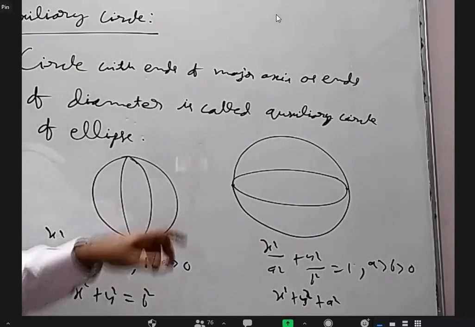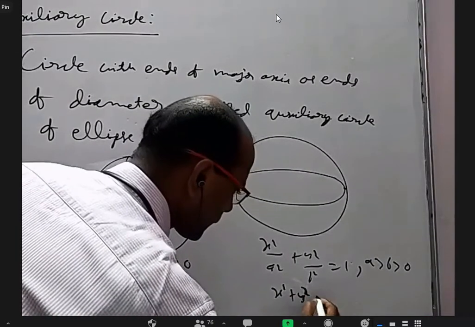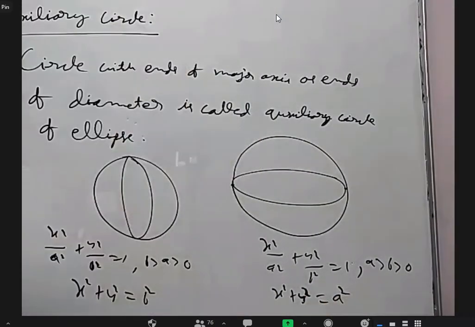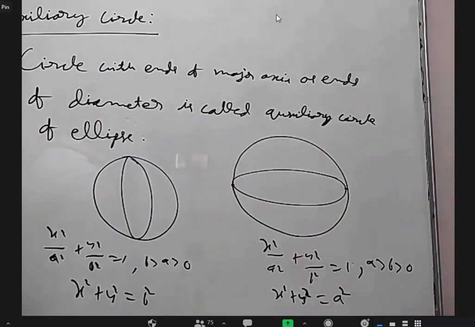Sir, x square plus y square equals a square. Here equal to a. Thank you. Okay, so the auxiliary circle is very simple. A circle with these two as ends of diameter.